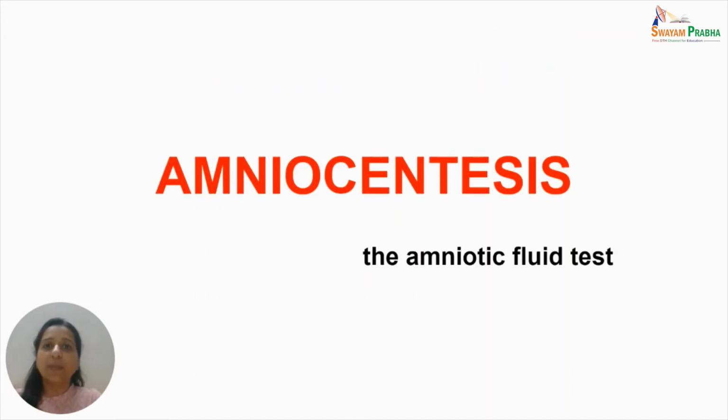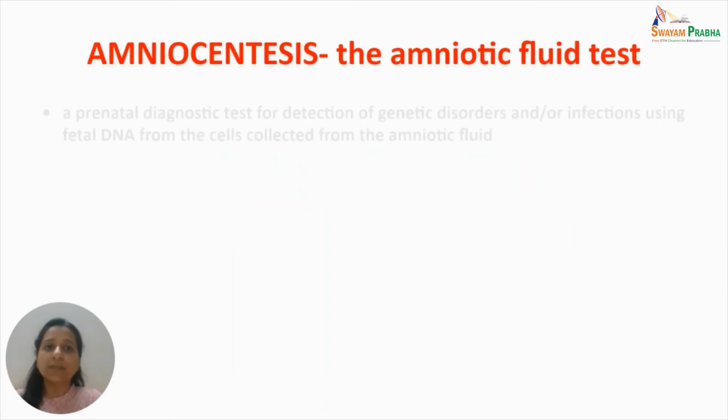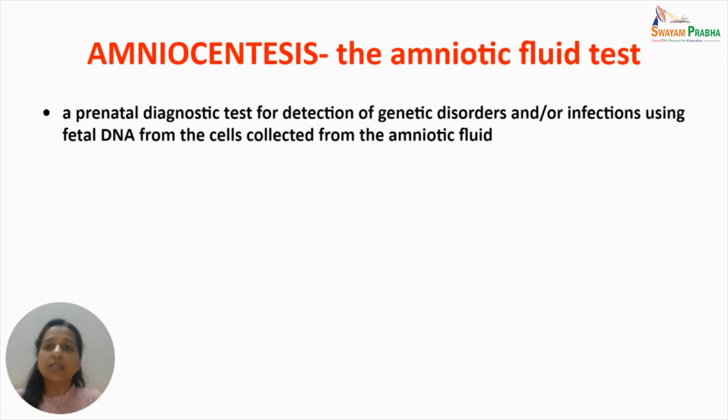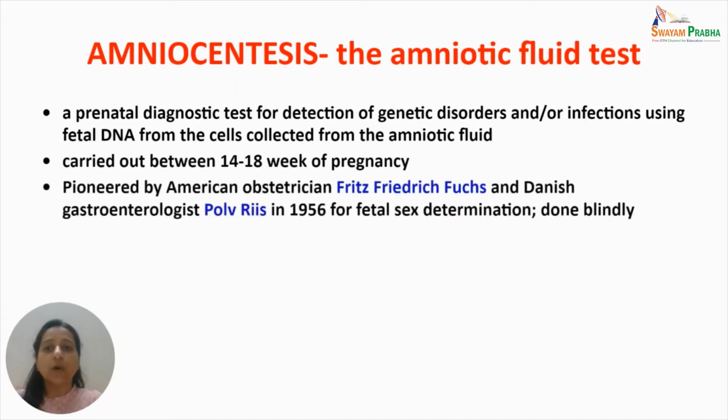So this completes the first topic, IVF, and now we will start with the second topic of this lecture, that is amniocentesis. Amniocentesis is also known as the amniotic fluid test. Amniocentesis is a prenatal diagnostic test which is used for detection of genetic disorders and or infections, which is done by using the fetal DNA from the cells which are collected from the amniotic fluid. This is carried out between 14 to 18 weeks of pregnancy.